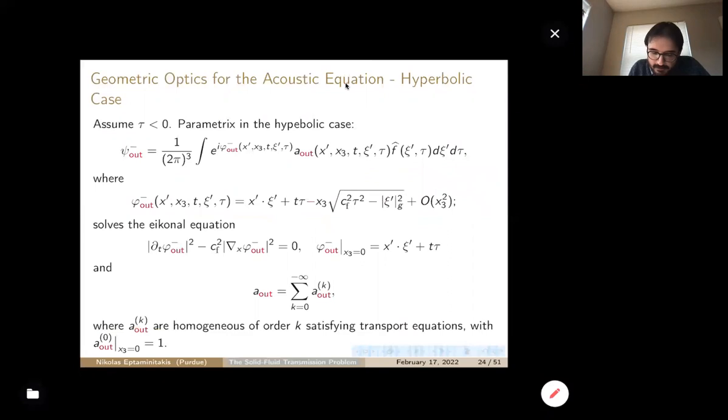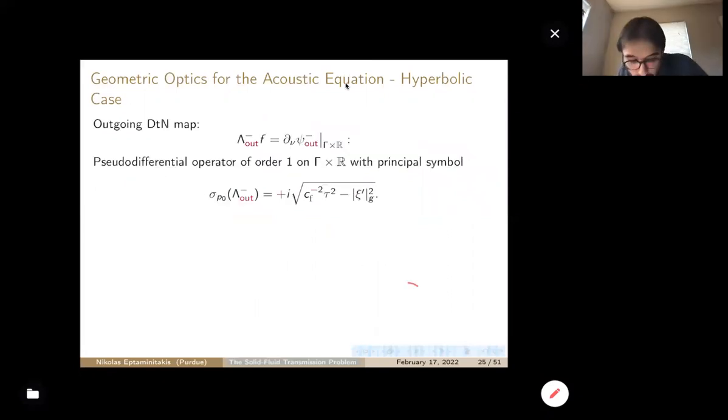Okay, so this gives us our approximate solution, and then we can actually make sense of an outgoing Dirichlet-to-Neumann map by taking the normal derivative. So this is the derivative with respect to the unit normal. And this is an operator of order 1 with principal symbol, which is given by this expression. And note that this is an elliptic symbol in the hyperbolic region.